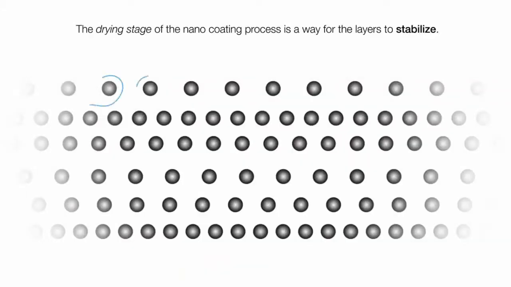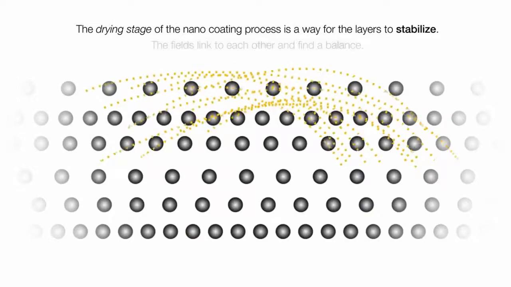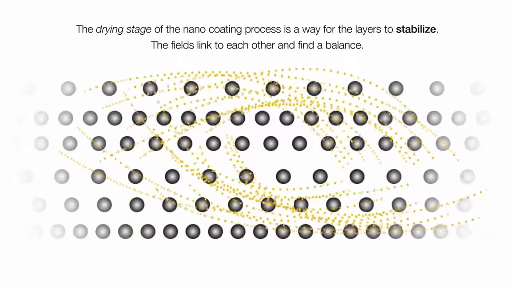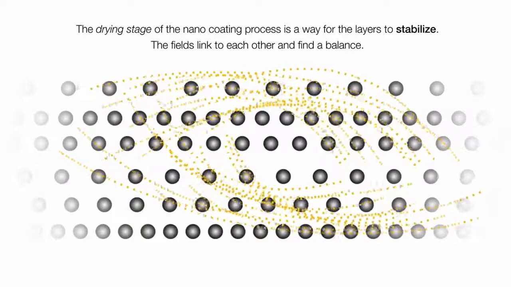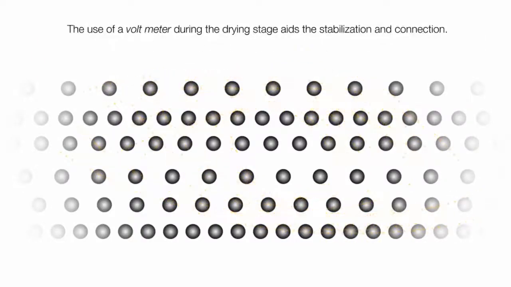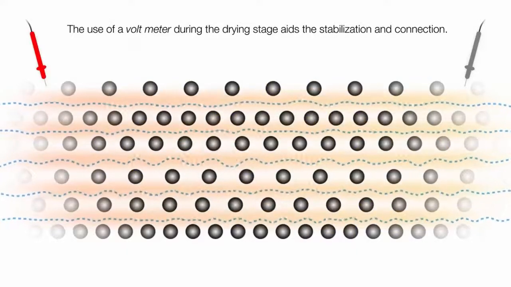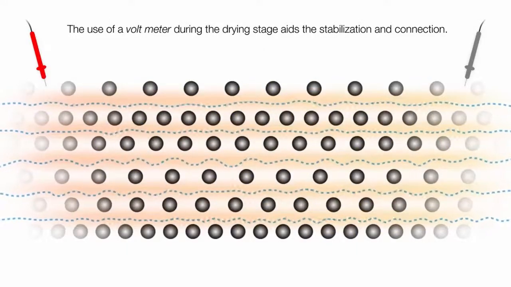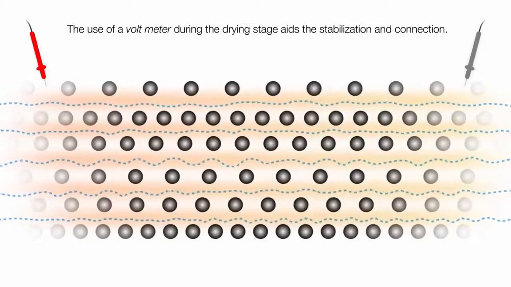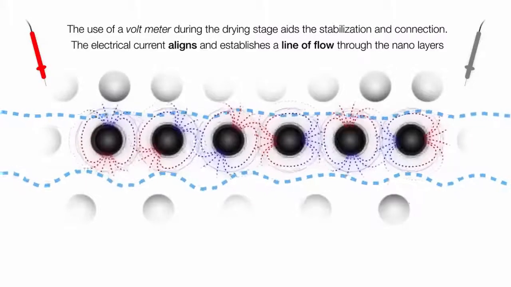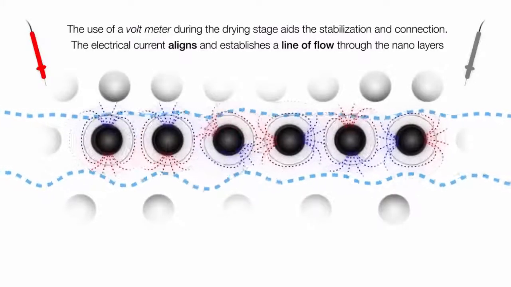The drying stage of the nanocoating process is a way for the layers to stabilize. The fields link to each other and find a balance. The use of a voltmeter during the drying stage aids the stabilization and connection. Electrical current aligns and establishes a line of flow through the nano layers.